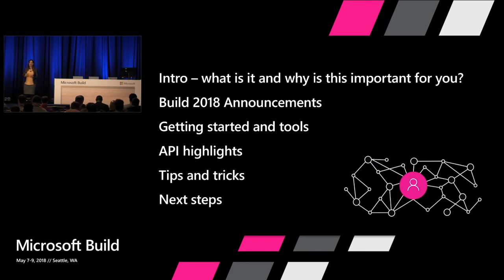So this is what we have as the agenda for today. First, I'm going to quickly cover what is Microsoft Graph. Then I'm going to go to what's new for Build 2018. Then we're going to go, as a developer, how do you get started with the Microsoft Graph? What are the first things that you can do to get from 0 to 60? Then we're going to talk about different API highlights from the different services that we have in Microsoft Graph.